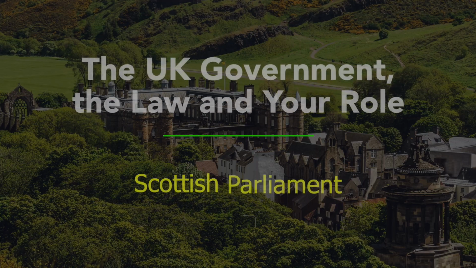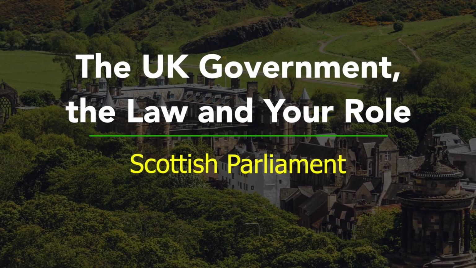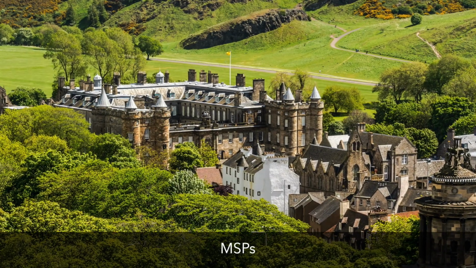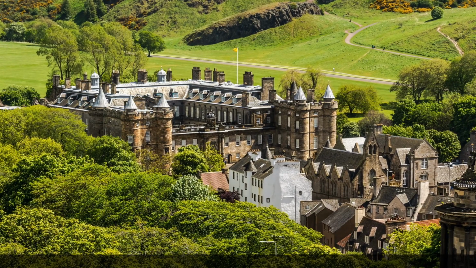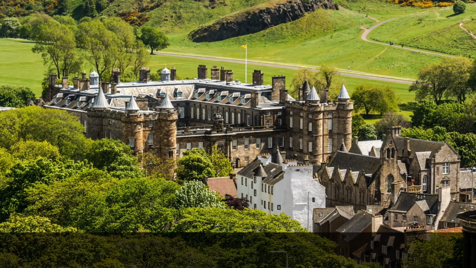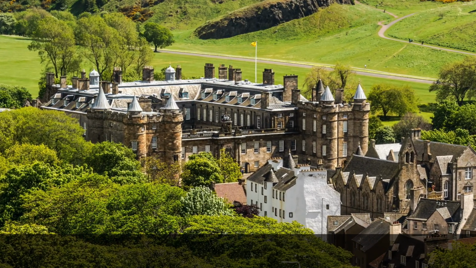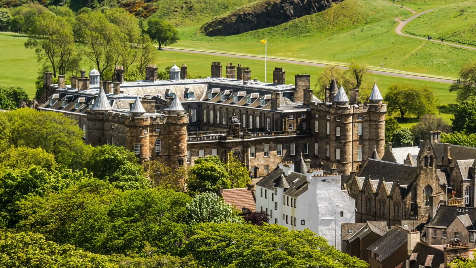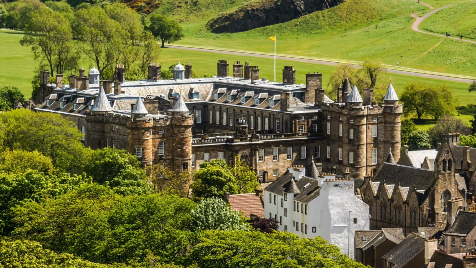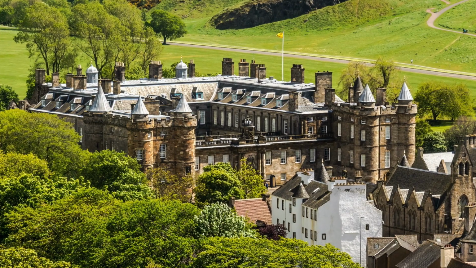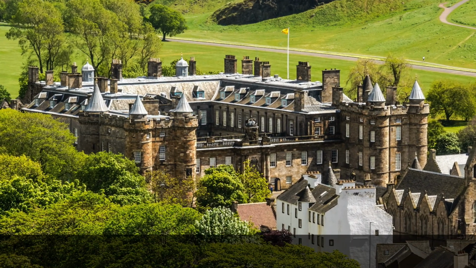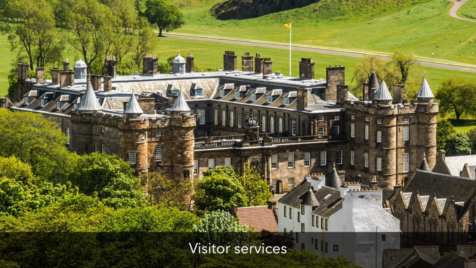The Scottish Parliament. In Scotland, the elected members, called MSPs, meet in the Scottish Parliament building at Holyrood in Edinburgh. For more information, see scottish.parliament.uk. You can get information, book tickets or arrange tours through visitor services.